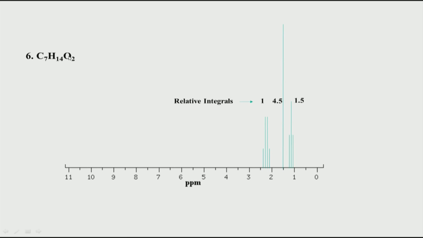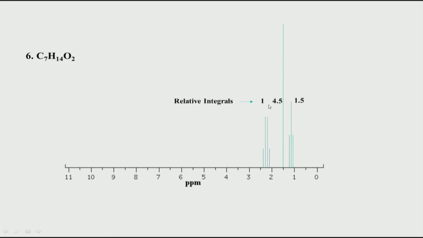But I expect, let us say, 14 protons. If you add up this 4.5 plus 1.5 plus 1, it adds up to 7. So, if I want to get 14, I have to multiply all of this with 2. If I multiply by 2, I will get 2 here, 9 here and 3 here. That means there are 3 protons in this, 9 protons in this tall peak, and there are 2 protons in this. That is how we have to interpret.